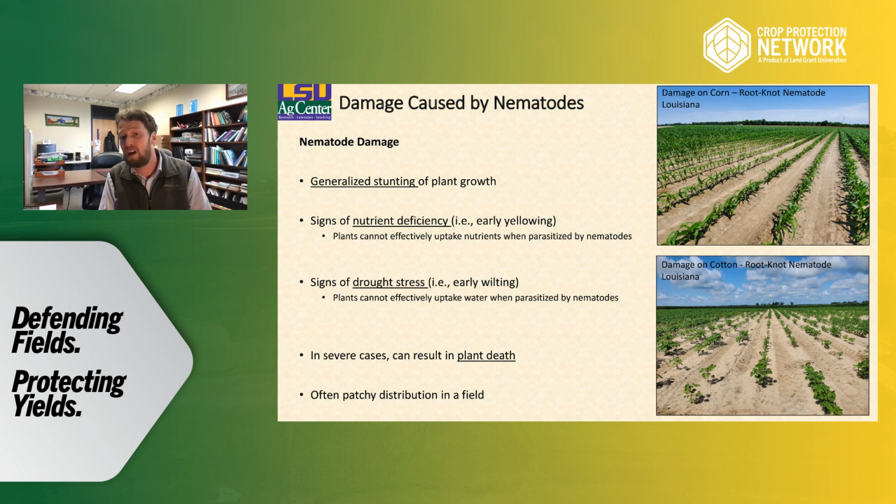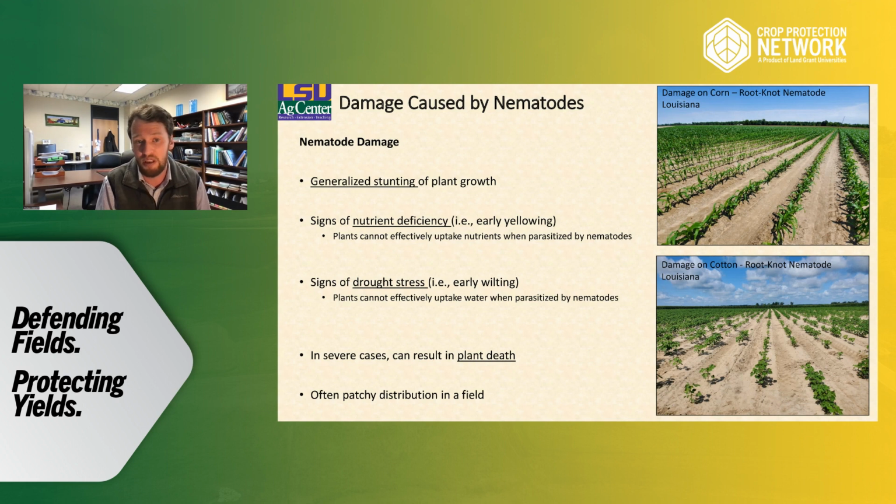Okay, damage caused by nematodes. In general, plant parasitic nematodes cause a generalized stunting of plant growth. It's quite difficult to actually diagnose that it is a nematode issue. We'll see signs of nutrient deficiency, early yellowing. This is because the plants cannot effectively take up nutrients when they're parasitized by nematodes.